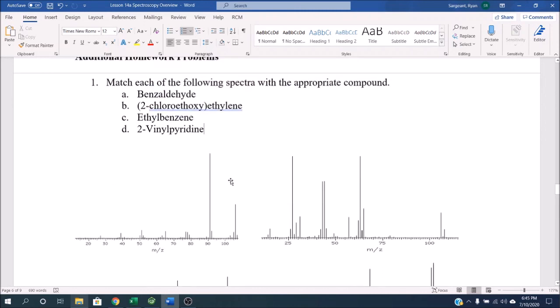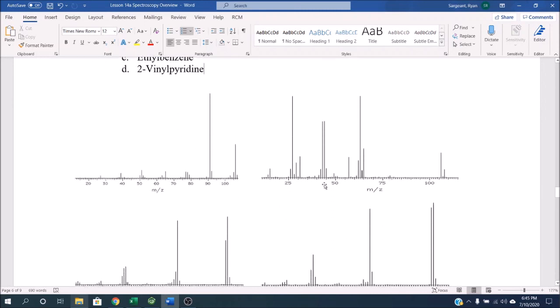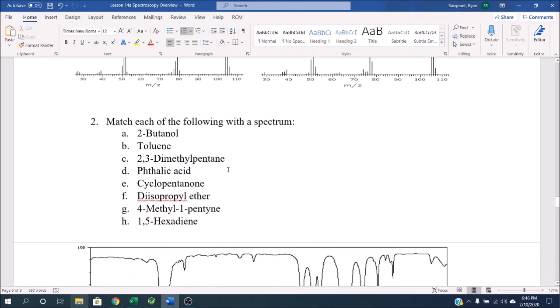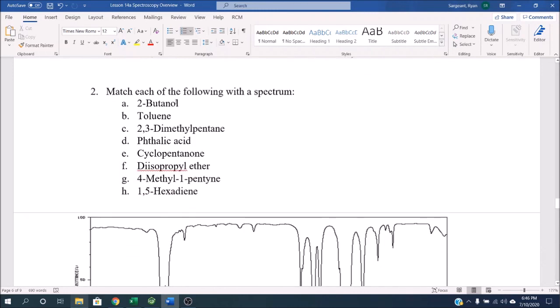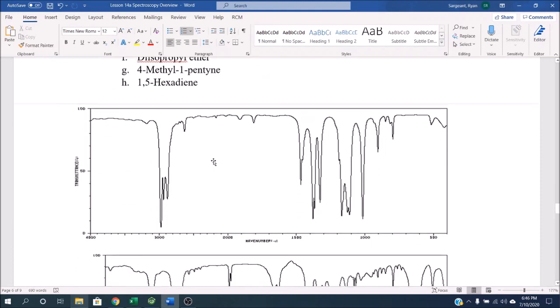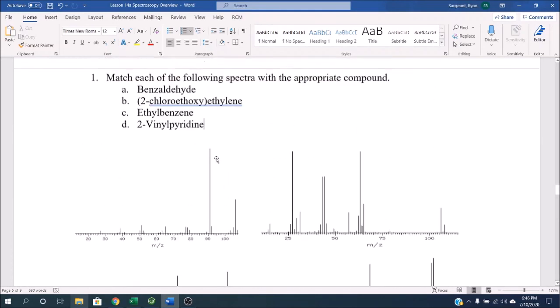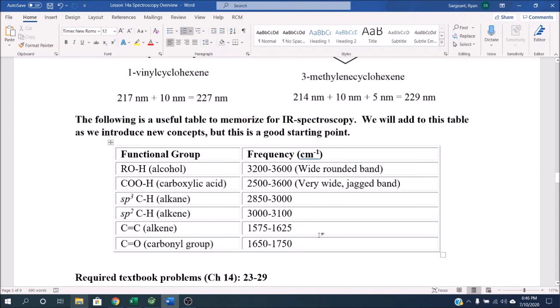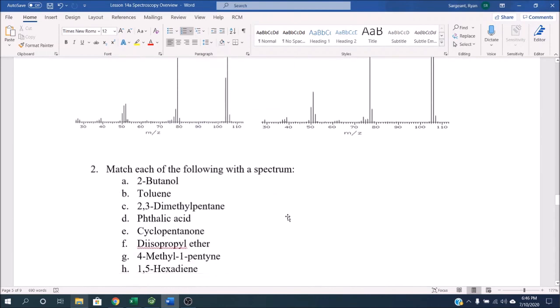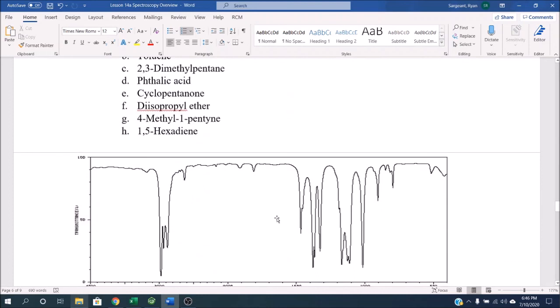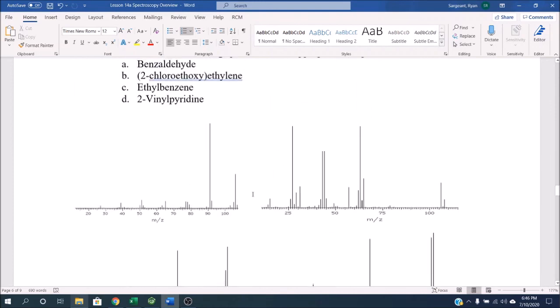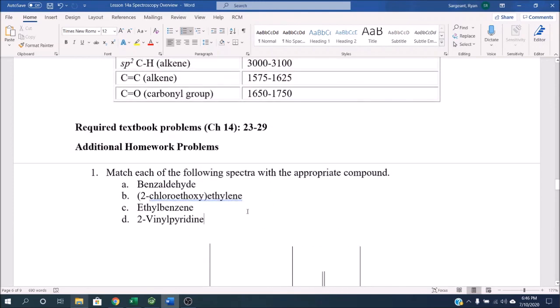The first question asks you to match the mass spectra to the compound, and the second question asks you to match each of these compounds to one of the IR spectra. You are definitely going to need to consult this table if you haven't memorized it already, so that you can figure out how to match these compounds with their appropriate IR spectra. Do your best to come up with these, and then at the beginning of the next recorded lesson that I'll post for you, I will start off by going through all of these homework problems before I introduce new material to you.